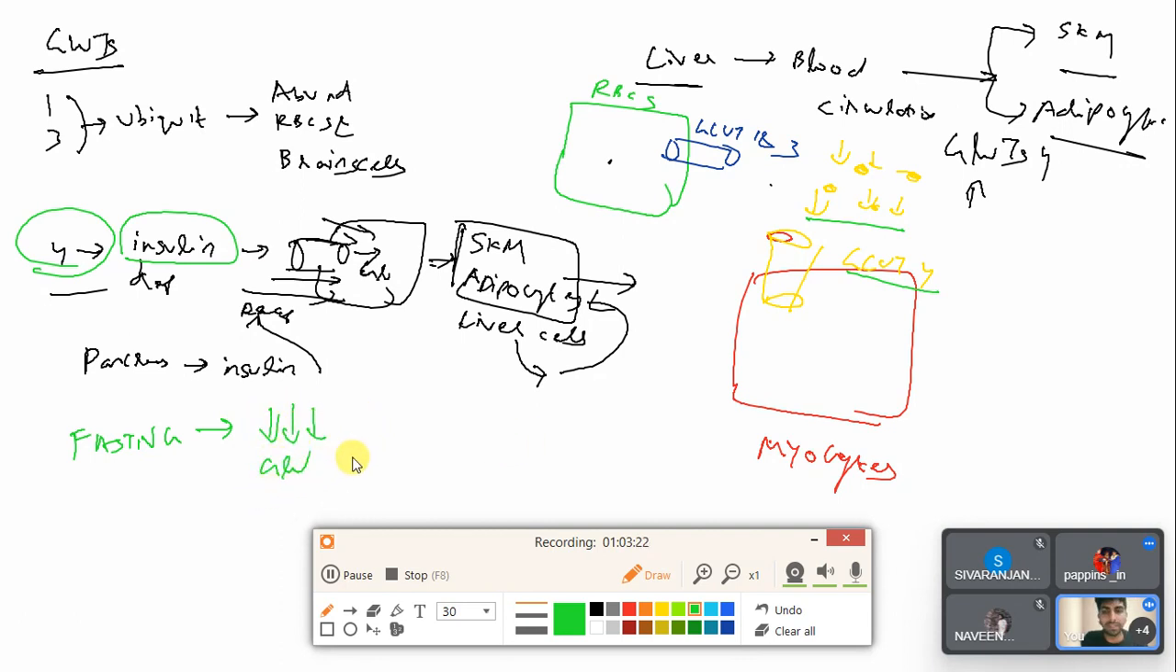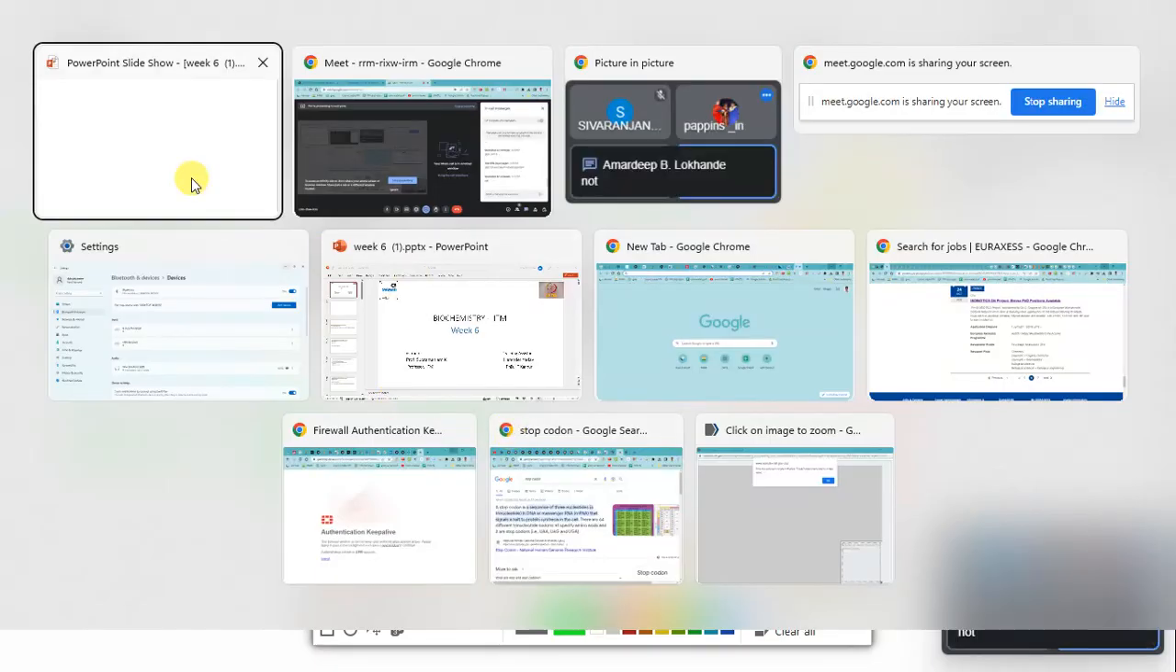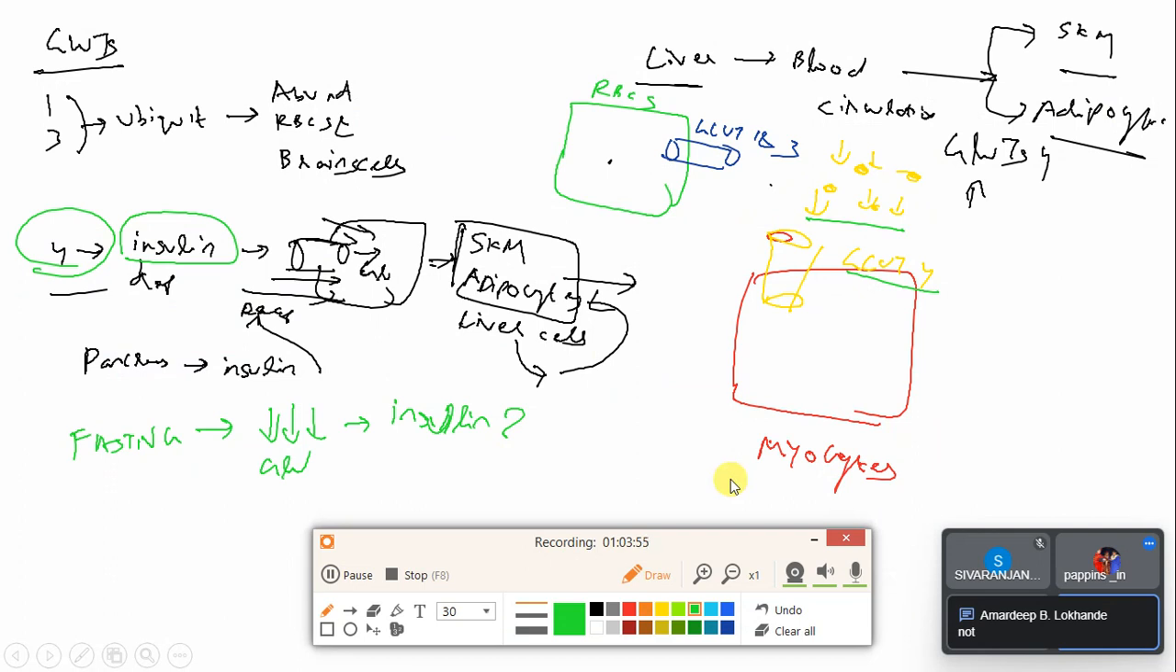And when there is low glucose in the blood, why do you think insulin will be released? If there is already less glucose, then what is the role of insulin here? Do you think insulin will be released? So insulin won't be released, and if there is no insulin, GLUT4 won't be activated.